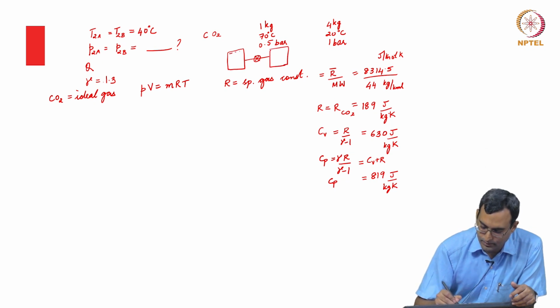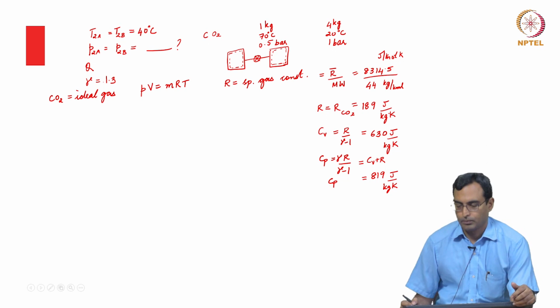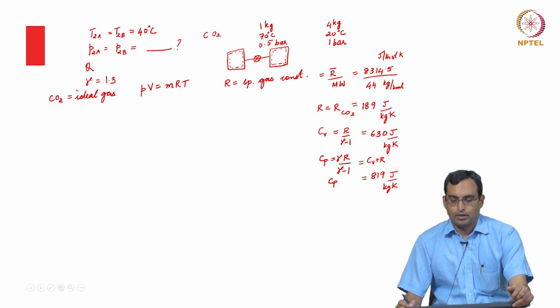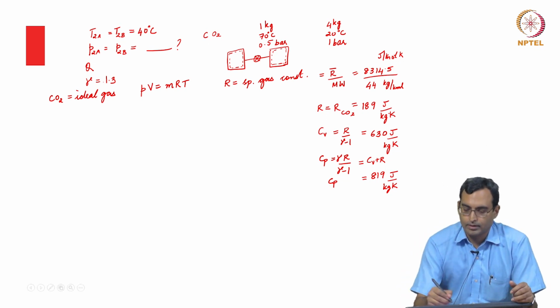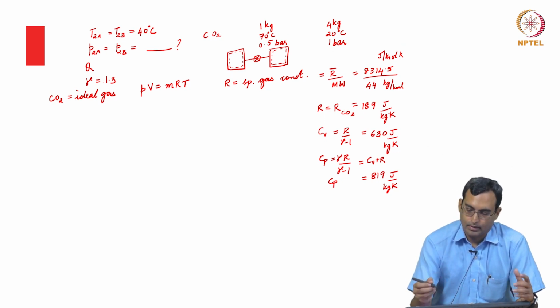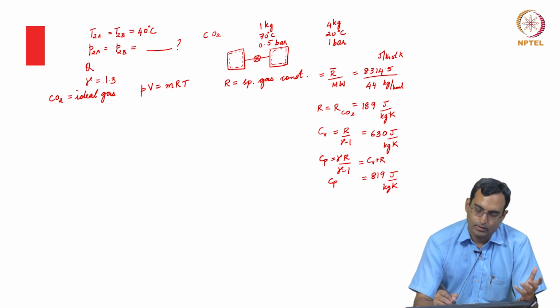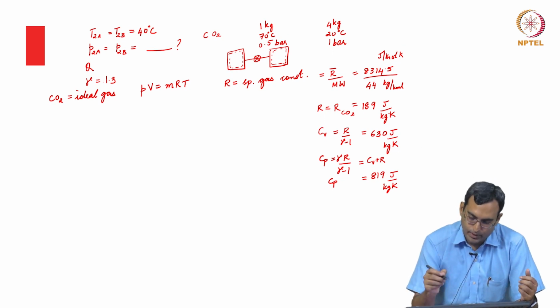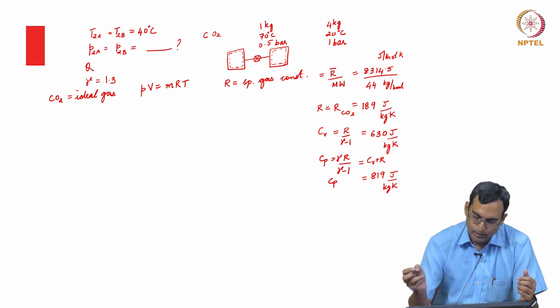So, let me take the system as both of these together. The mass of my total system is 5 kg. So, that is the system finally. Initially, I can also take each of them separately. What I am asked to find out is the heat transferred.